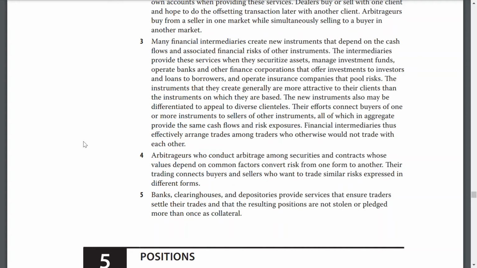Banks, clearinghouses, and depositories provide services that ensure traders settle their trades and that the resulting positions are not stolen or pledged more than once as collateral.